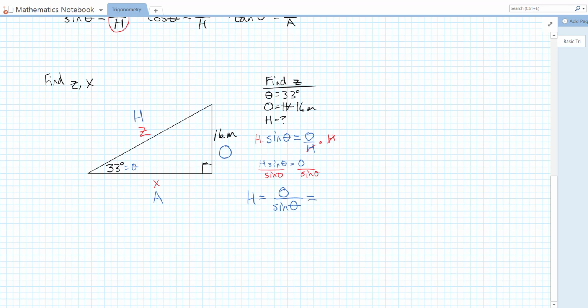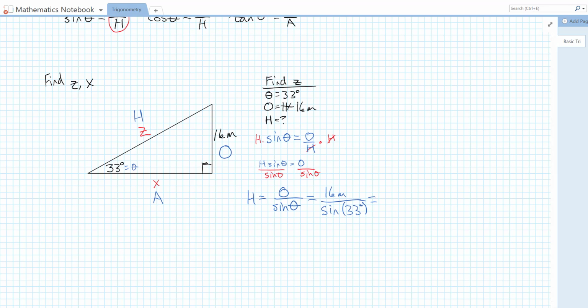And then we just plug in our numbers. H is equal to 16 meters divided by sine of 33 degrees. Now the trig functions are complicated functions, and there's no really easy way to memorize what the output's going to be for sine of 33 degrees. So we're just going to use a calculator. We can plug in 16 divided by sine of 33.